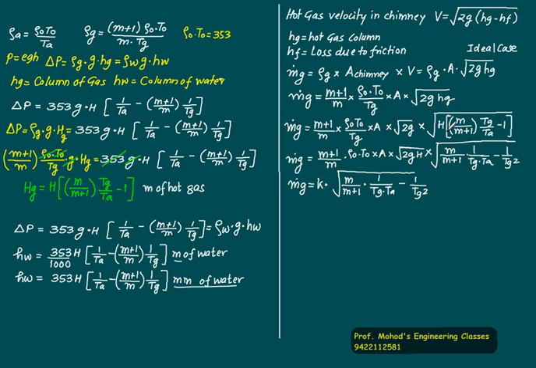H we will take common because H is independent. Tg will shift inside, so this Tg and this Tg becomes Tg square in the denominator. We will be left with m upon m plus 1, 1 by Tg into Ta, minus 1 upon Tg square. We will say that this total value equals a certain constant k into under root of m upon m plus 1, 1 by Tg minus Ta, minus 1 upon Tg square. To find the maximum discharge, we will differentiate this equation with respect to Tg and equate to 0.